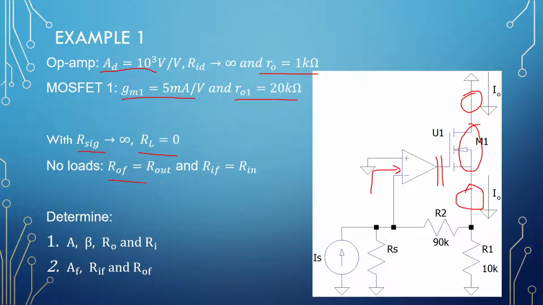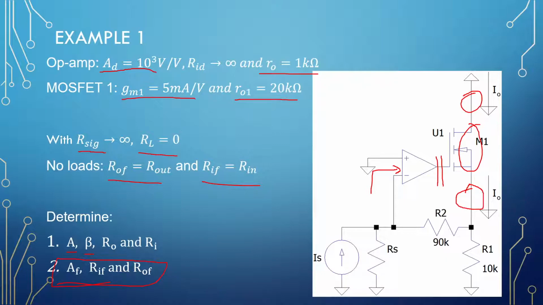So with no load, the output with feedback is our output impedance, and the input with feedback is our input impedance. So we need to determine the gain of the amplifier, the beta network, the input and output impedance, and then apply feedback to it to see what our actual values would be.